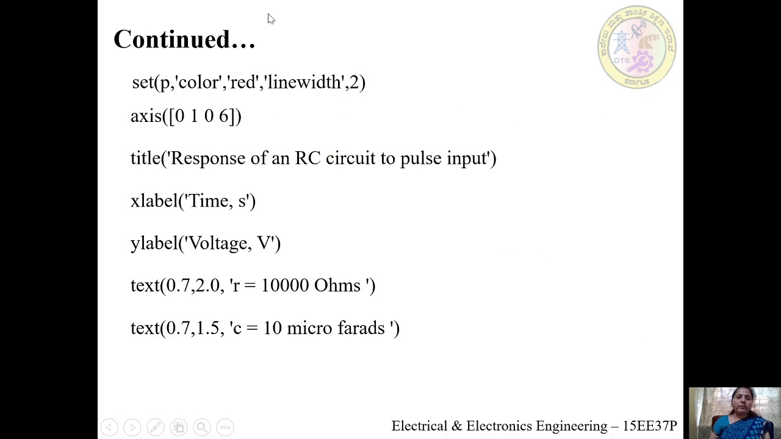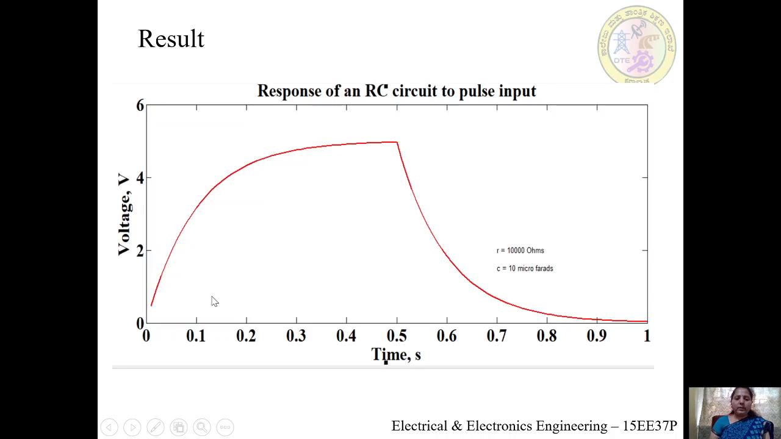Then I'm using the command xlabel to put a label for the x-axis, and the command ylabel to put a label for the y-axis. Then I'm using a text command to display the value of resistance, and one more text command to display the value of capacitor. Here I'm mentioning the x and y coordinates also. So x is 0.7, y is 2. In the graph where x is 0.7 and y is 2, the text will be displayed.